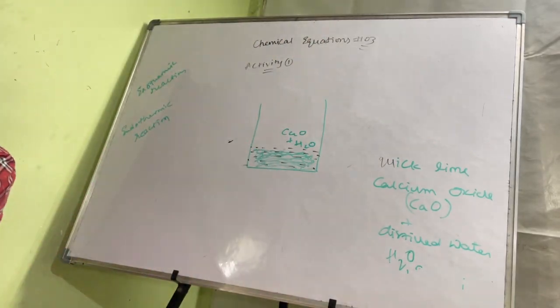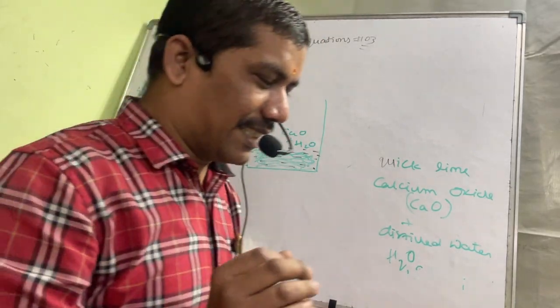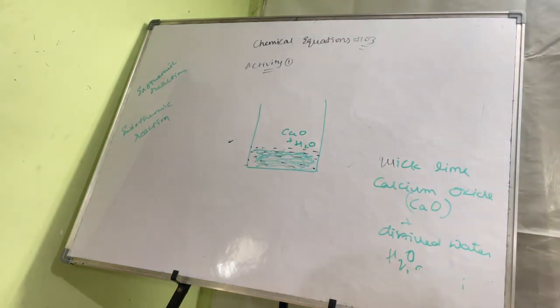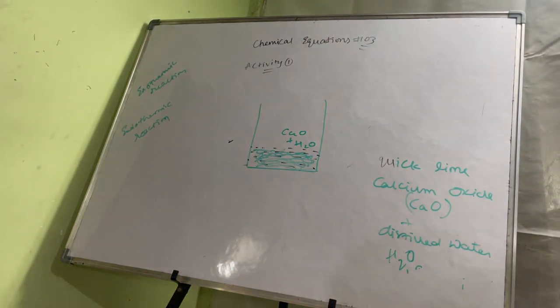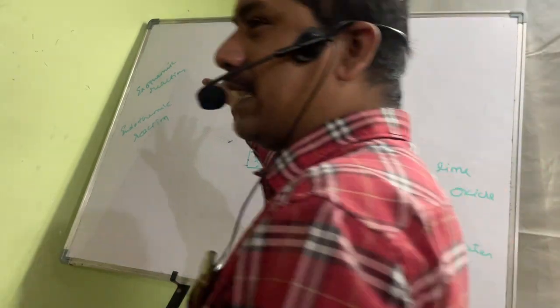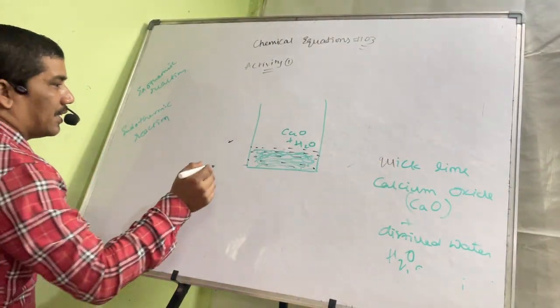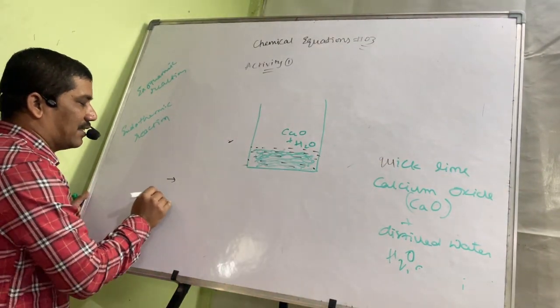Okay, clear with this? So, once again listen. Exothermic reactions are those reactions in which heat energy is released. Endothermic reactions are those reactions in which heat energy is absorbed. Right? Clear with these two meanings? Yes. Okay. Now let us see the equation.